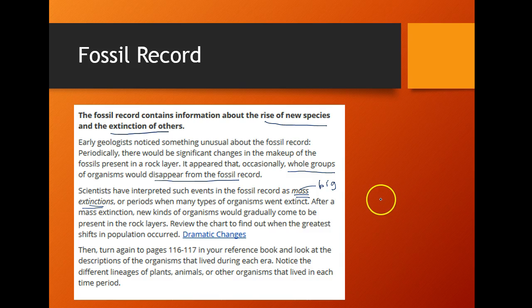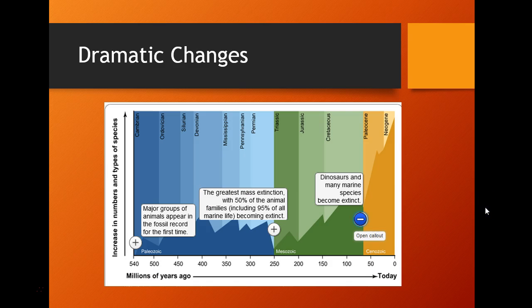What was very common was that after a mass extinction of one organism, new kinds of organisms would gradually come to be present in those rock layers. So if we look at some of the dramatic changes that happened over time, the first is that major groups of animals appear in the fossil record for the first time, and this would be around the Paleozoic era.